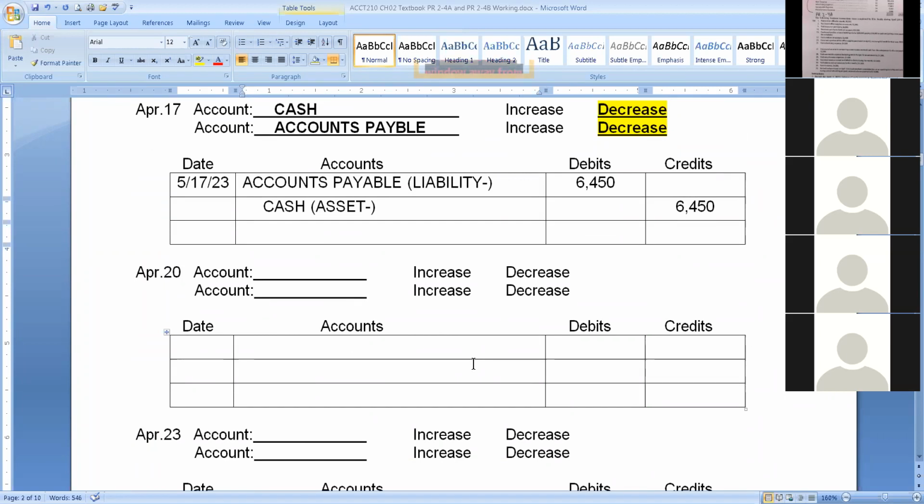Returned a portion of office supplies purchased on April 2nd. Okay, so this is a return. Return portion of office supplies purchased on April 2nd, receiving full credit for the cost, $325. Now it says credit for the cost, so it's not going to be cash. It's not like they sent cash back.